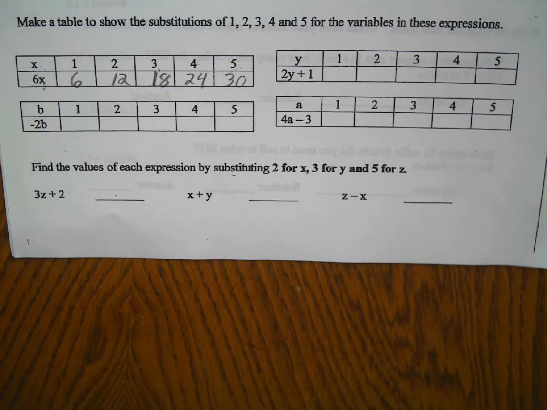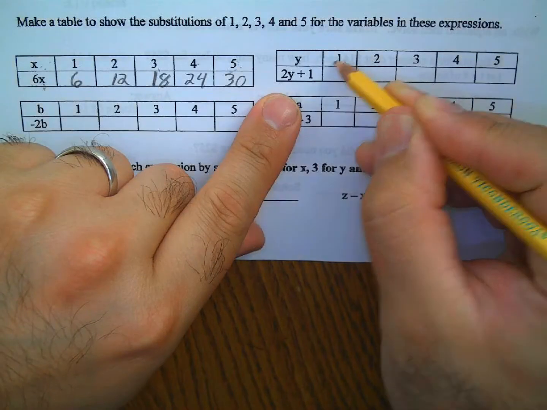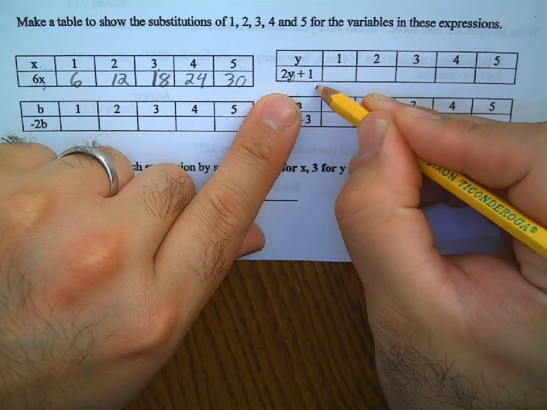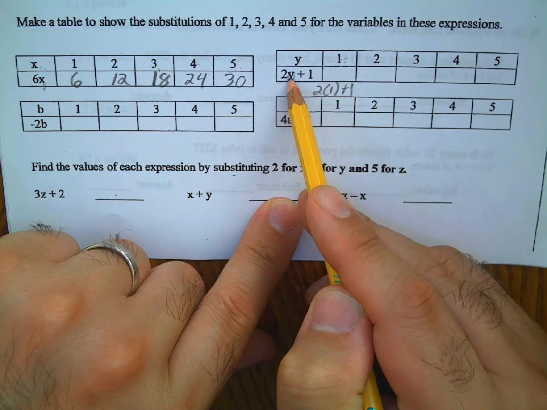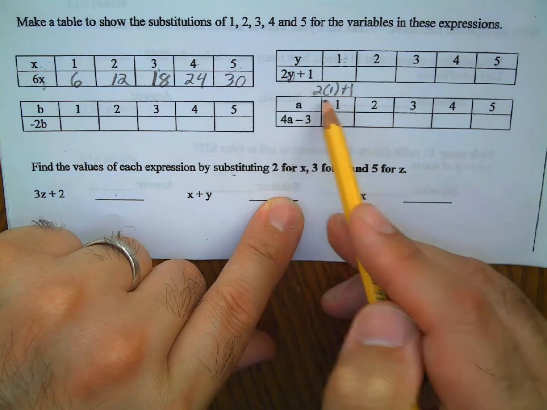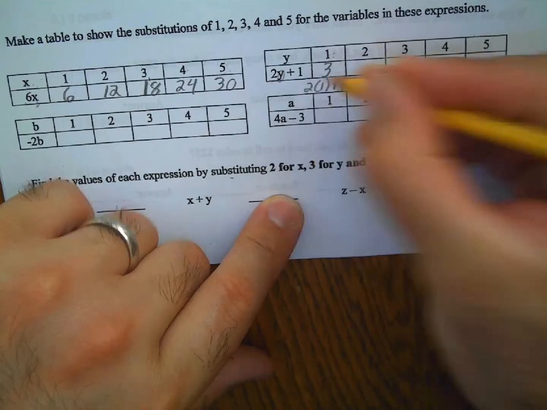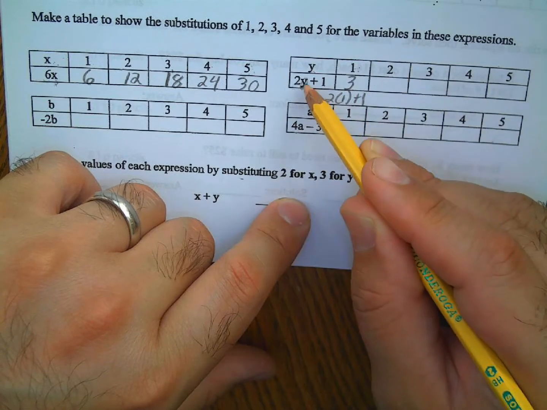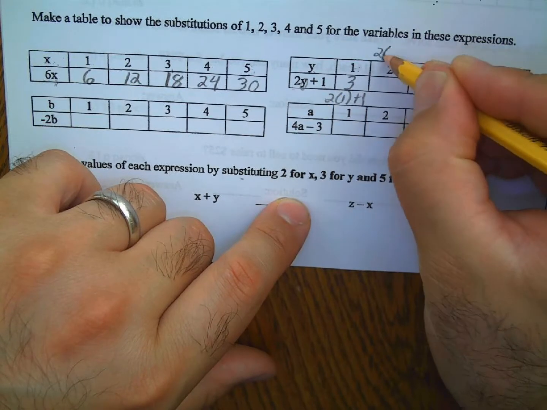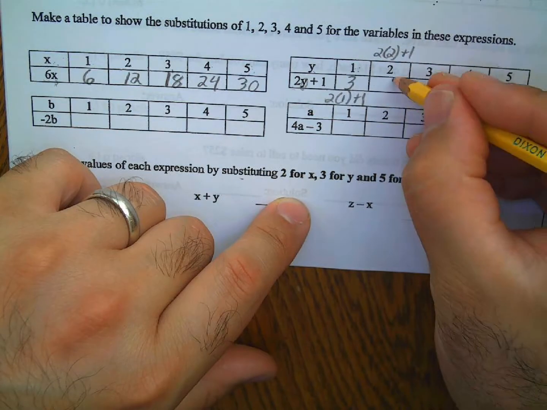I'm going to do one more with you, and then I'm going to let you try the other two. So when y is 1, we're going to substitute this y with a 1. So it'll be 2 times 1 plus 1. Everywhere you see a y, we're going to replace it with that 1. So 2 times 1 is 2, and then 2 plus 1 gives me a 3. Now, when y is 2, everywhere you see a y, we're going to put a 2. So this will be 2 times 2 plus 1. 2 times 2 is 4 plus 1. I got my 5.